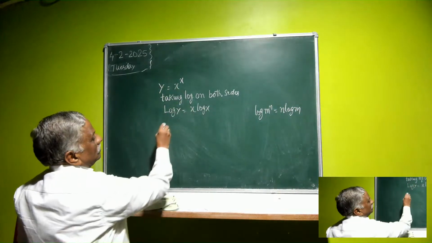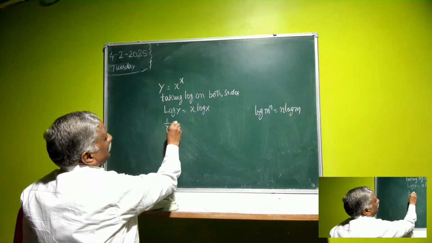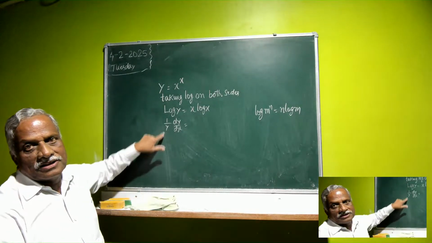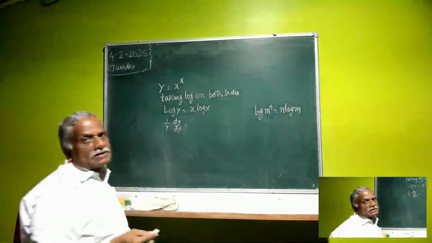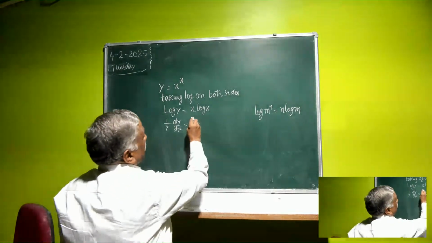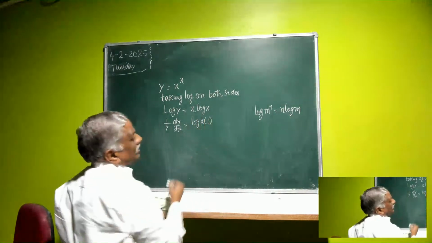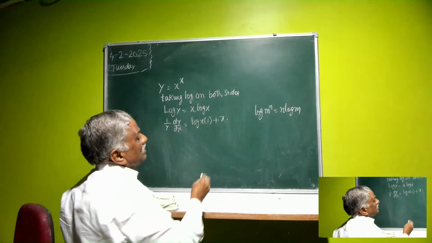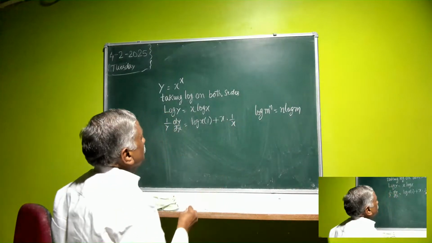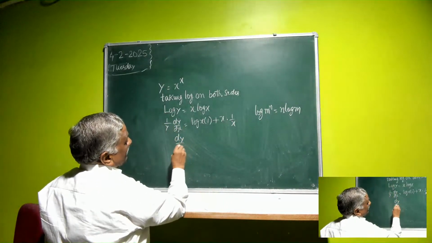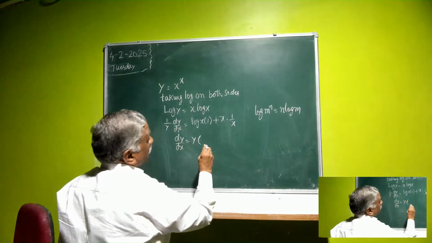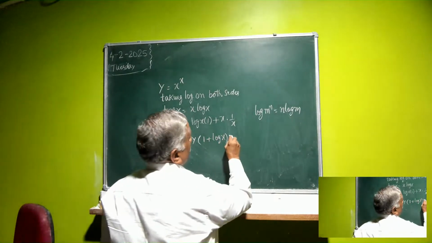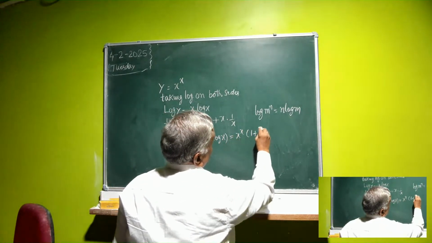Therefore, now differentiating log y, it is 1 over y into dy by dx. Same procedure. First, you differentiate log y to get 1 over y into dy by dx. What about x log x? It's a product. Use the product rule. Keep log x as it is, differentiate x, you get 1. Put a plus sign. Keep x as it is, differentiate log x, you get 1 by x. So what do you get? dy by dx is equal to y into 1 plus log x. But what is y? x to the power of x, into 1 plus log x.